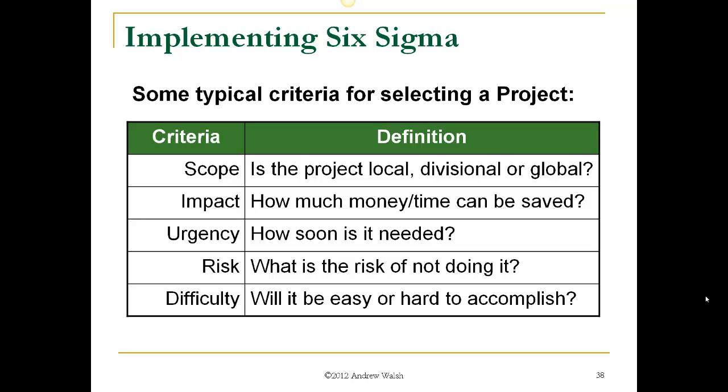Urgency, how soon is it needed? It may be even something that has compliance related to it. Risk, what is the risk of not doing it? There could be huge costs or even, like I said, compliance issues with not doing it. Difficulty, will it be an easy kill or will it be something very hard to accomplish, highly technical and all kinds of people involved?